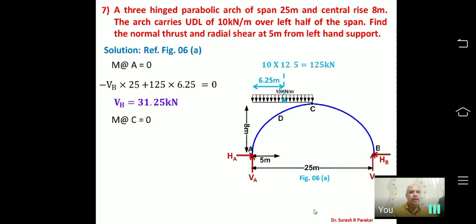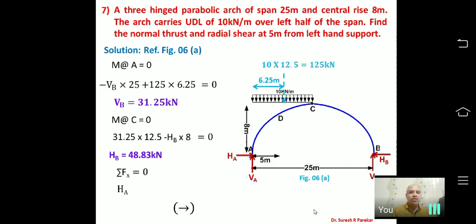HB. So we have to take moment about C equal to 0 and we will consider right part. So we have only two terms on right side of C. One is VB, another is HB. So we have 31.25 into 12.5 because we have considered right part. So anti-clockwise plus minus HB into 8 due to HB and that is equal to 0. Gives me value of HB 48.83 kilonewtons.